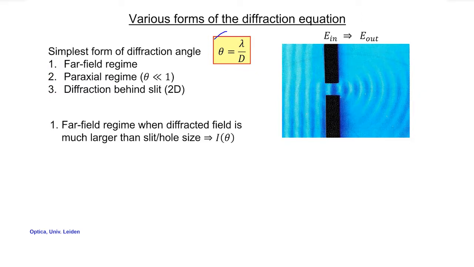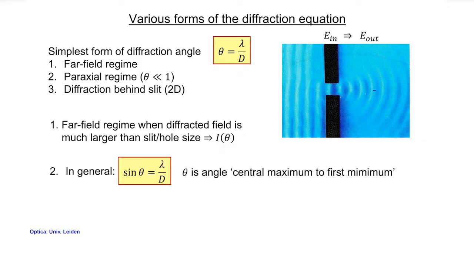So the first criterion for this simple expression to apply is that you have to be very far away from the slit, in the far field. With very far, I mean that the size of the diffraction pattern should be much bigger than the size of the aperture. And if that is the case, the further you go, the larger the pattern becomes, but you can most easily express the pattern as a function of angle.